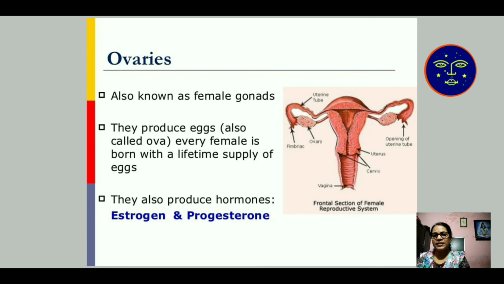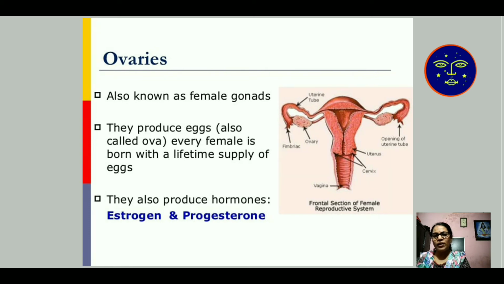These are the two ovaries, also known as female gonads. They produce eggs, and the eggs are also called ova. Every female is born with a lifetime supply of eggs. They also produce the hormones estrogen and progesterone.